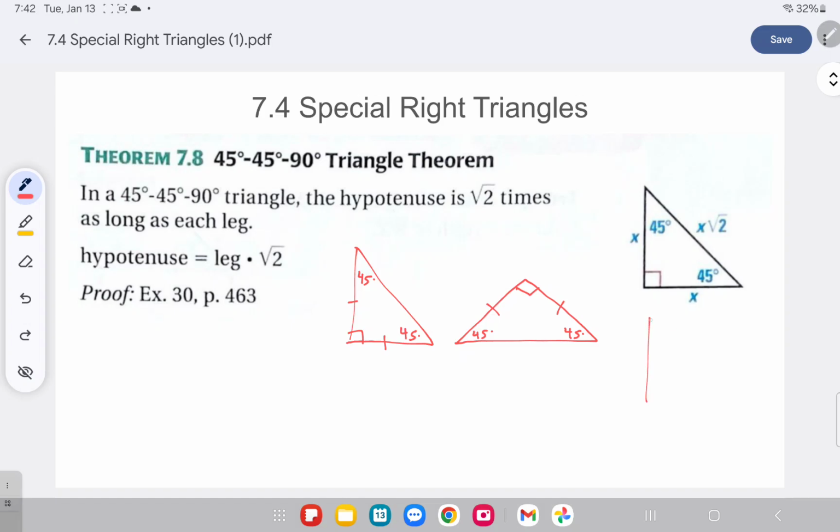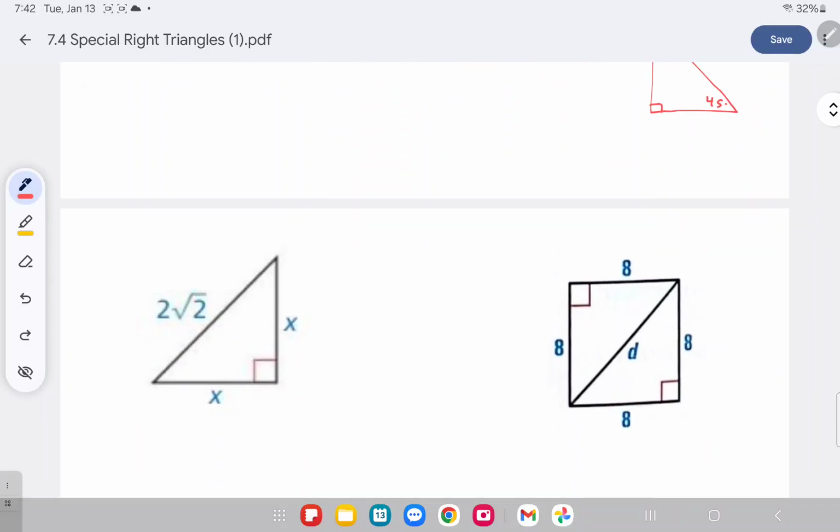So as long as you can recognize that something is a 45, 45, 90 right triangle, then something cool happens. First, we know that the two legs are congruent. We know it's isosceles, I just mentioned that. And then we can find the hypotenuse, and you could use the Pythagorean theorem, but a shortcut is that the hypotenuse is just going to be whatever that leg length was times the square root of 2. So I'll show you what this looks like in practice.